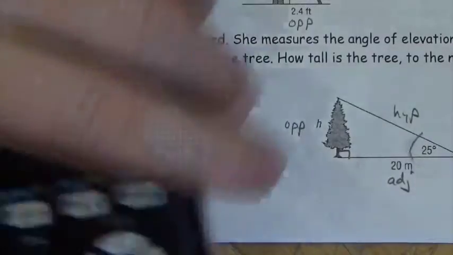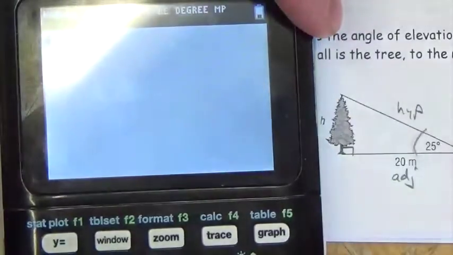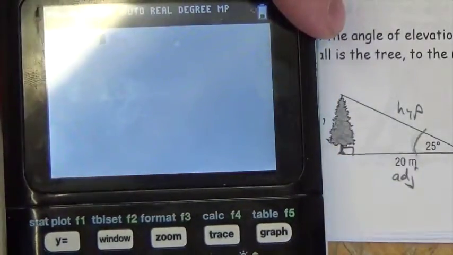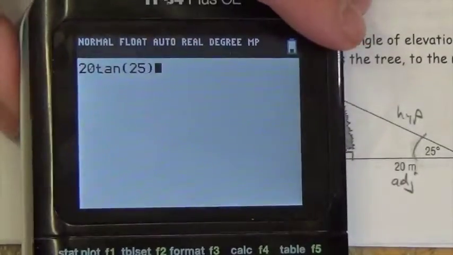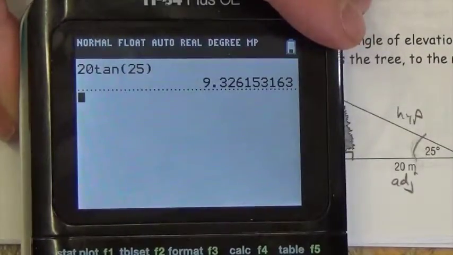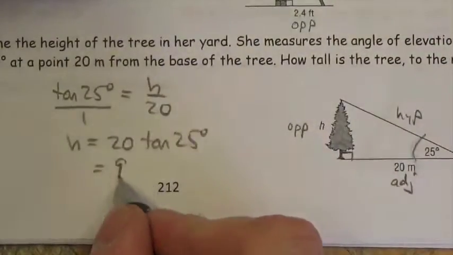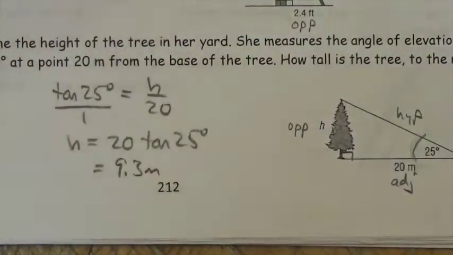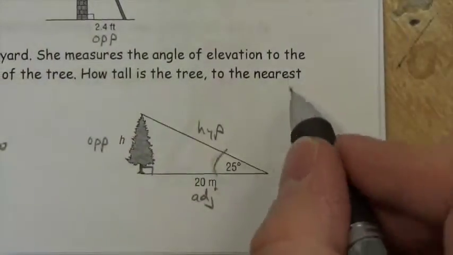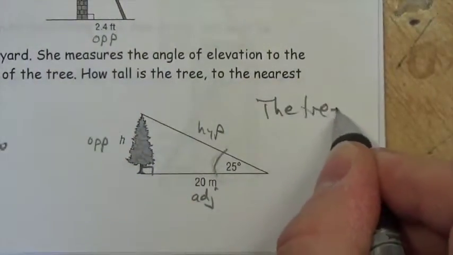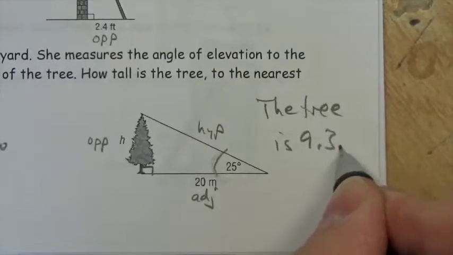Now I'll go to my calculator. 20 times the tangent of 25, press enter, and we get 9.3. So what does that mean? Well, that means the tree is 9.3 meters tall.